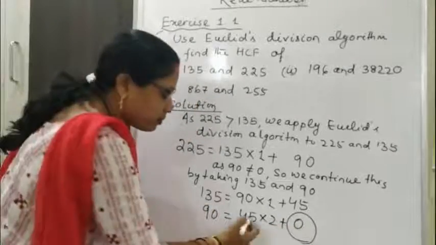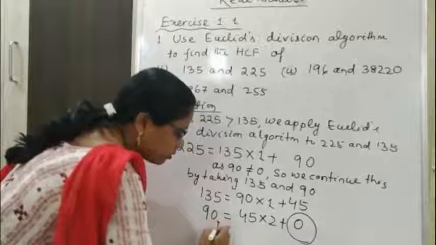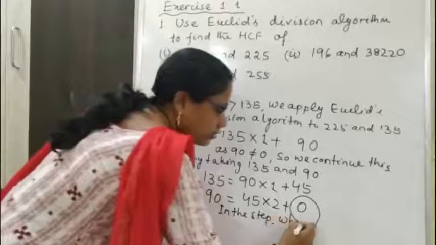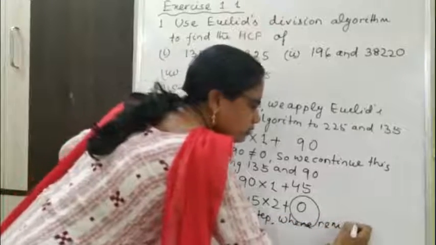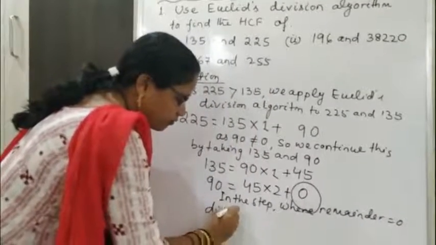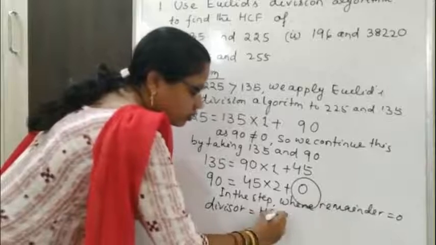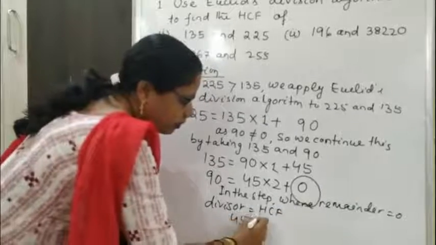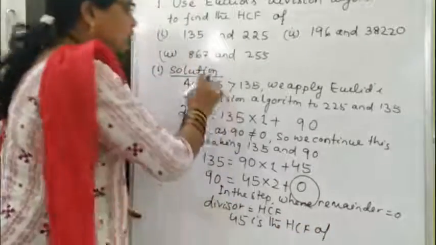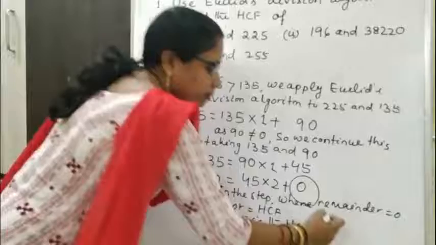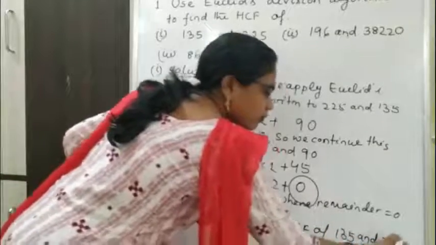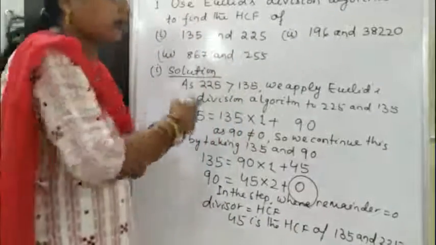So in the step where the remainder is 0, the divisor is the HCF. So 45 is the HCF of 135 and 225. In this way you can find the HCF.